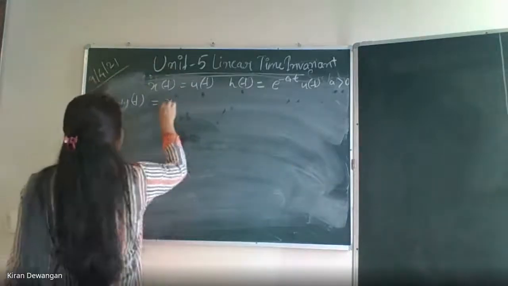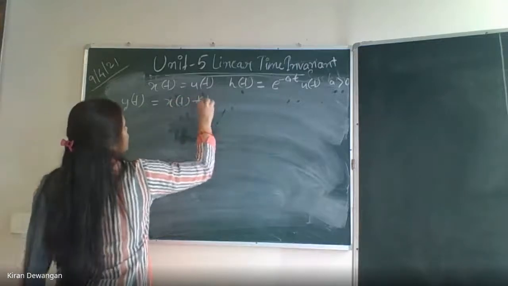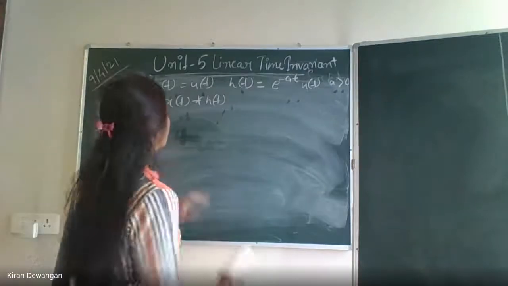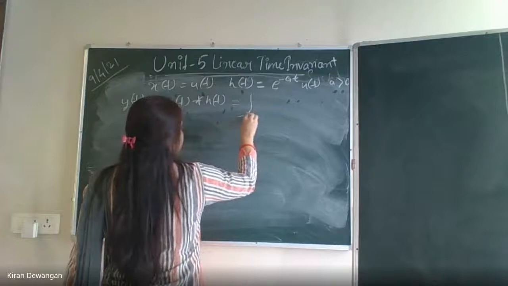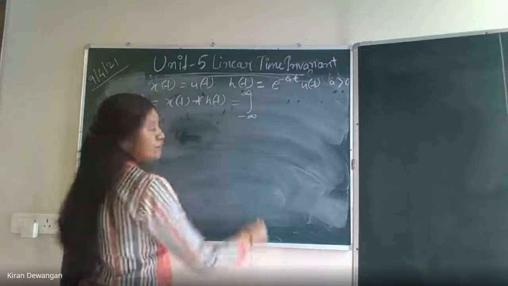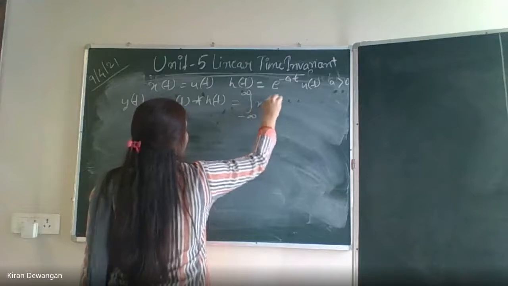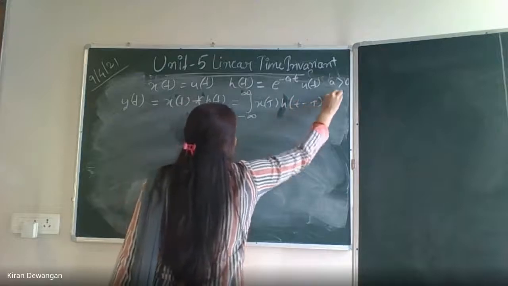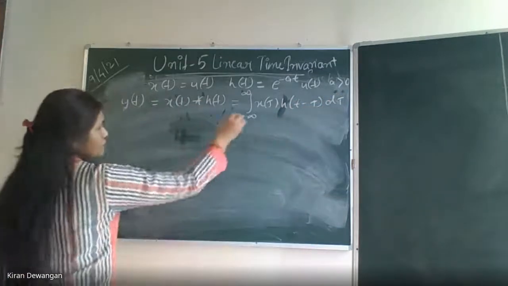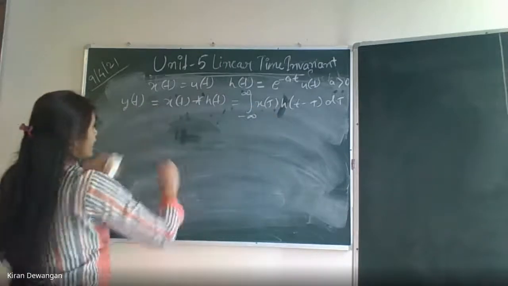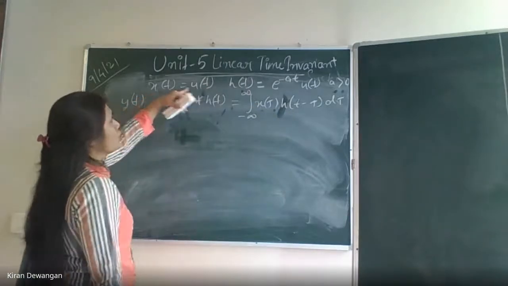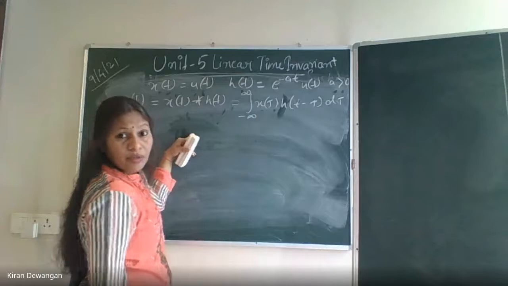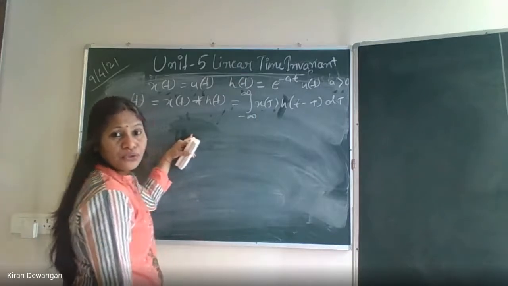Now we know that this is x(t) convolution h(t). Okay? x(t) convolution h(t). Now this can be written as integration from minus infinity to infinity of x(tau) h(t minus tau) d tau. Okay? So x(tau) is what? If I take x(t) as u(t), x(tau) will be what? It will be u(tau), right? Because I am changing the variable, it changes and that becomes u(tau).